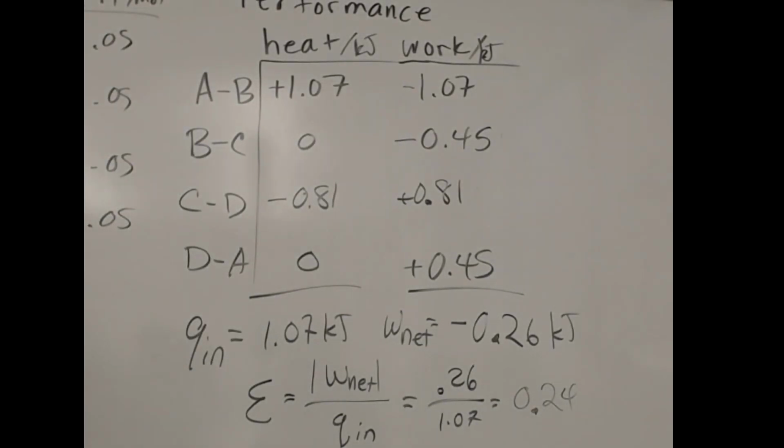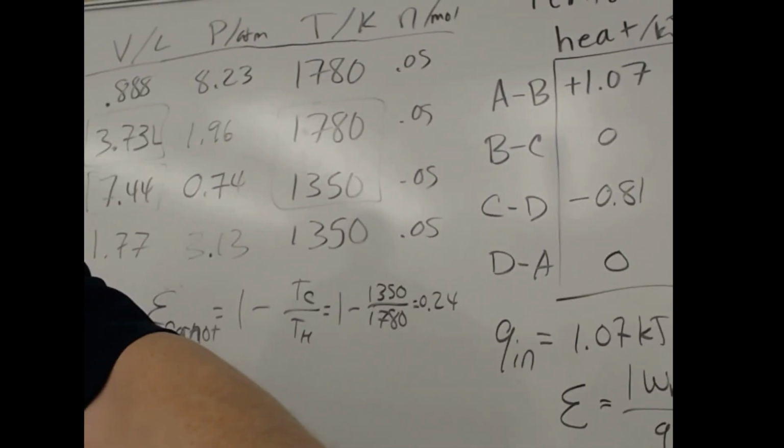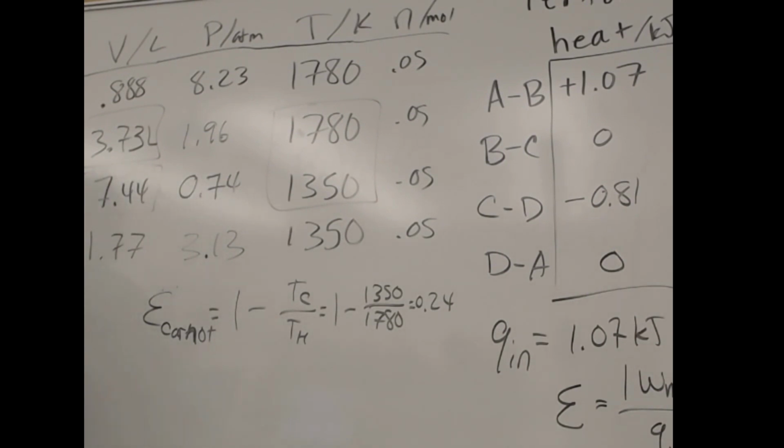What do you get when you look at the temperatures? You get the same thing for the Carnot cycle. Efficiency is equal to 1 minus T cold over T hot. So this engine was the most efficient it could have been. Cool. And so we get the same number if we use the temperatures. So that tells us we did all of our expansions correct. We did all of our adiabatic relationships correct.